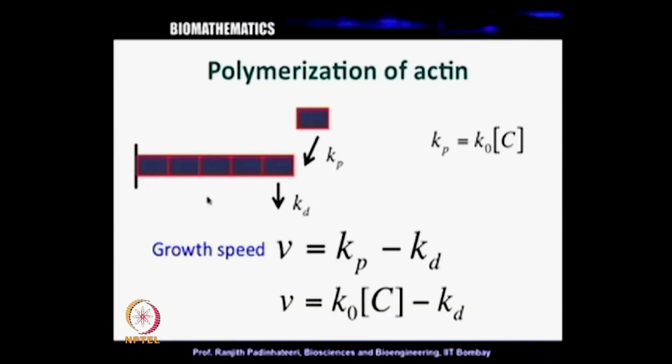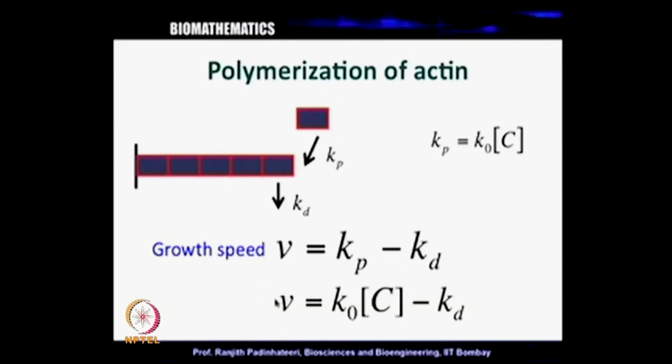Length of this filament will increase by a factor of 8 monomers. So, the growth speed is nothing but Kp minus Kd, the polymerization rate minus the depolymerization rate. And we saw that the polymerization rate is K0 times C. So, I can substitute this here. So, V is nothing but K0 times C minus Kd. So, we get an equation for the growth speed, or the growth velocity I should say.